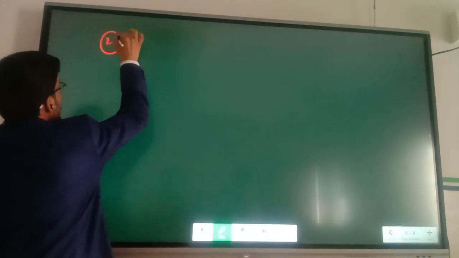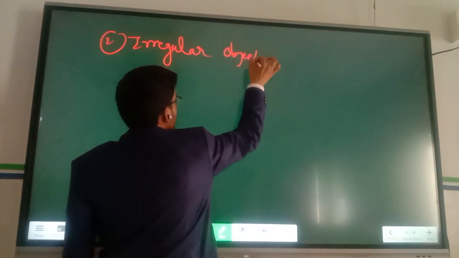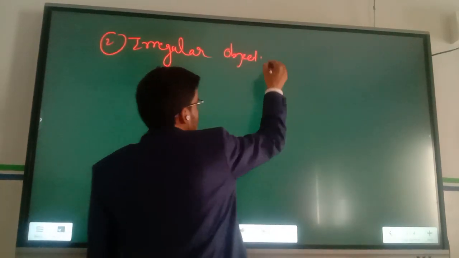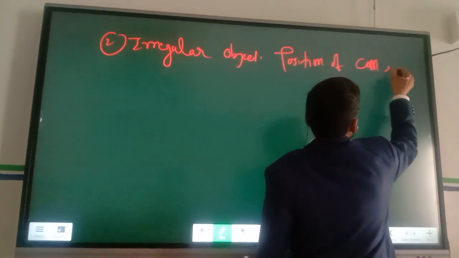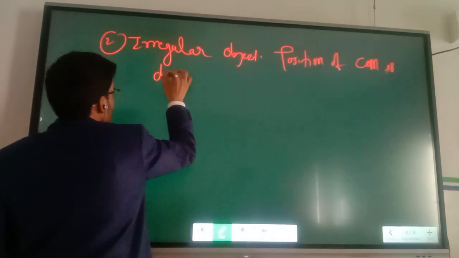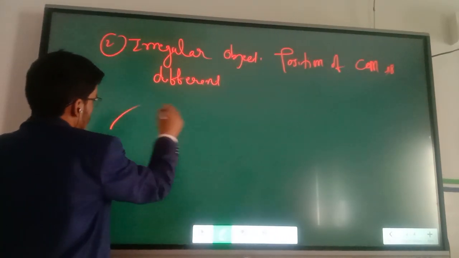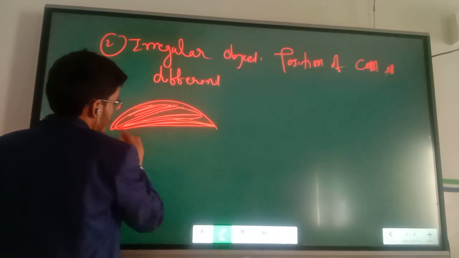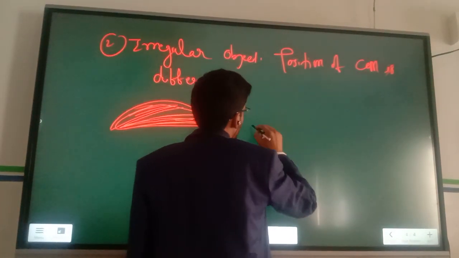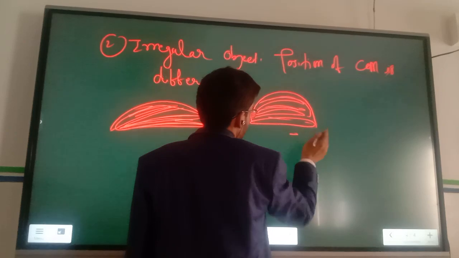But in case of an irregular object, the position of the center of mass is different. Why different? Suppose we have a semicircular disc. So the center of mass value is different. In case of a hemispherical object, the center of mass is different.